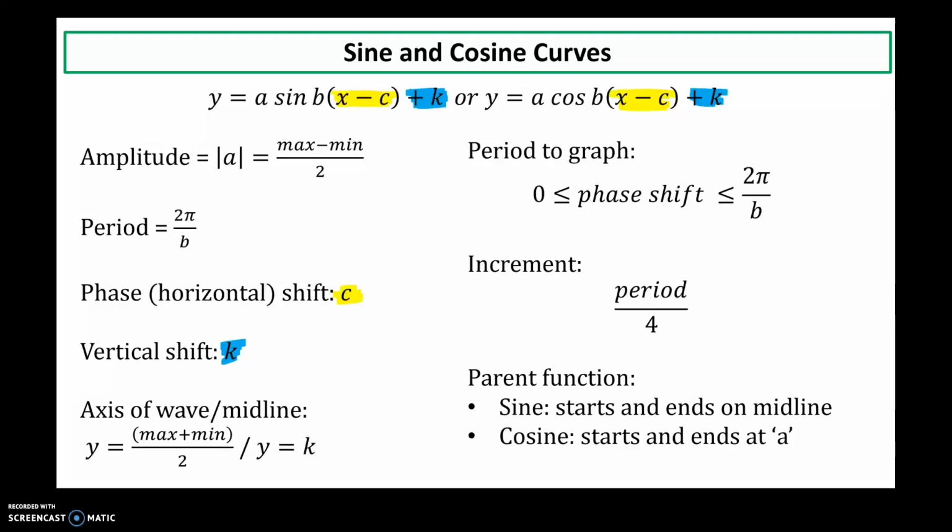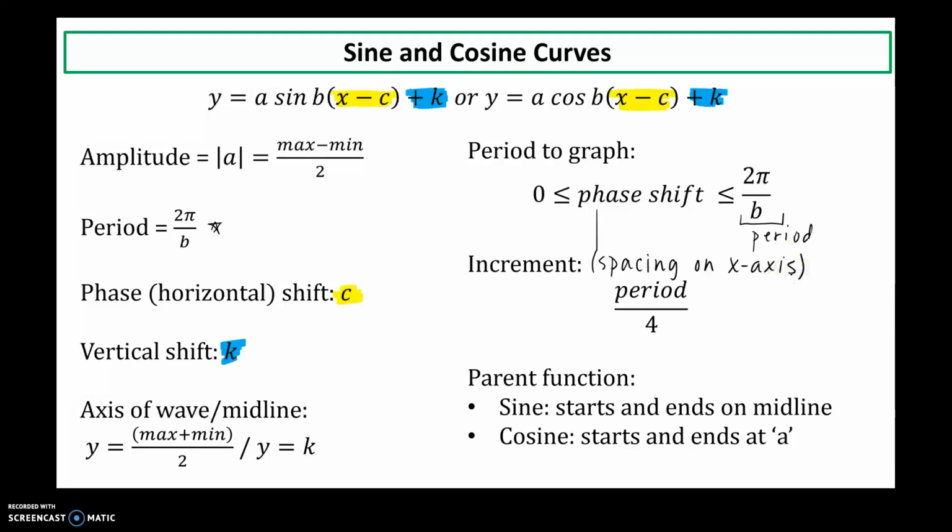So the period to graph, we're going to go 0 is less than or equal to the phase shift, which will be less than or equal to 2 pi divided by b. And hopefully this is recognizable as the period of the function. Okay, we have that over here. The increment is the period of the function divided by 4, and what the increment represents is the spacing on the x-axis.